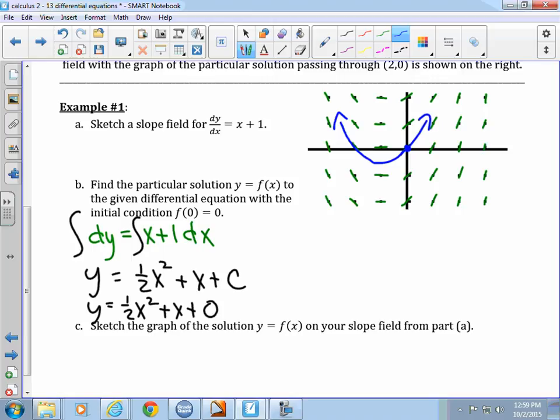Differential equations are used in almost every branch of science.